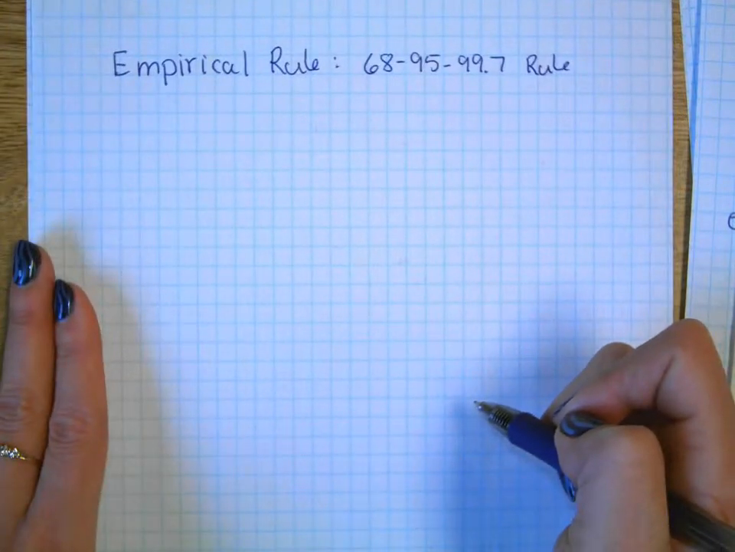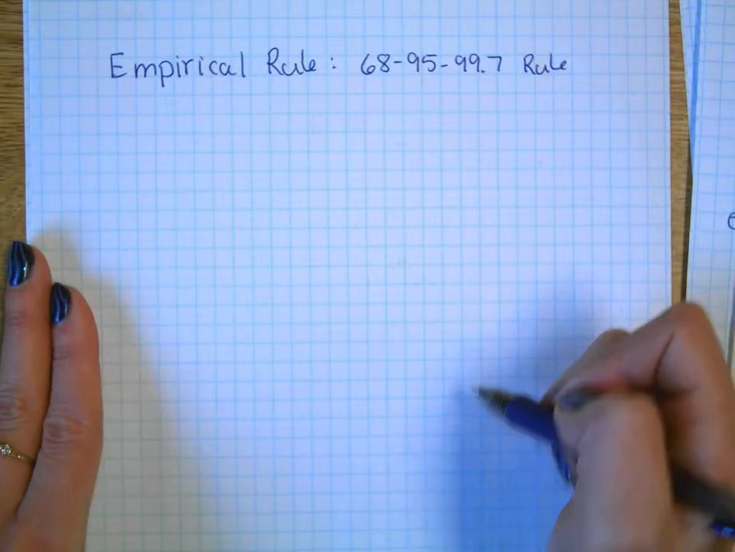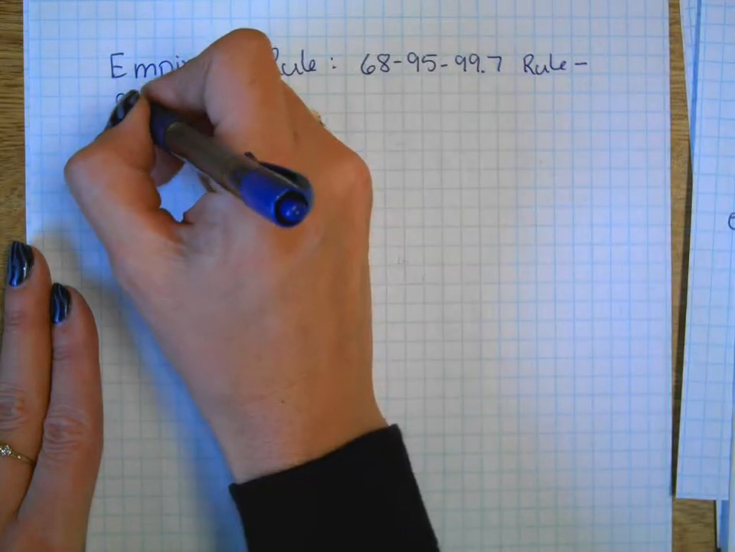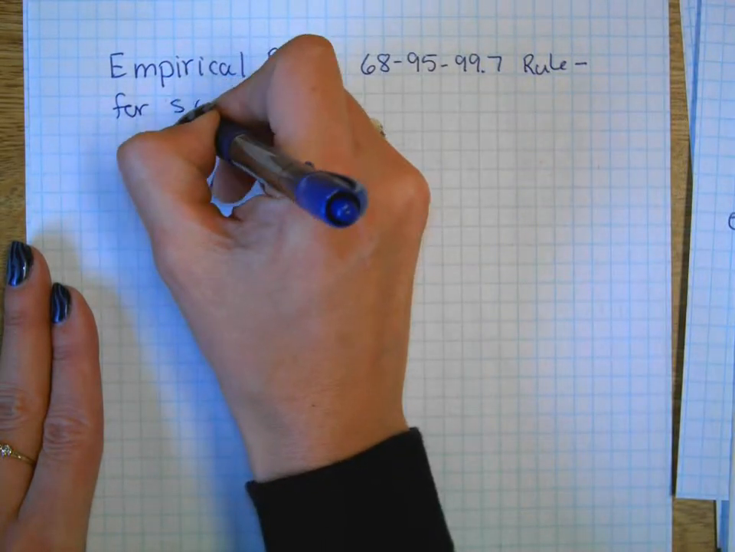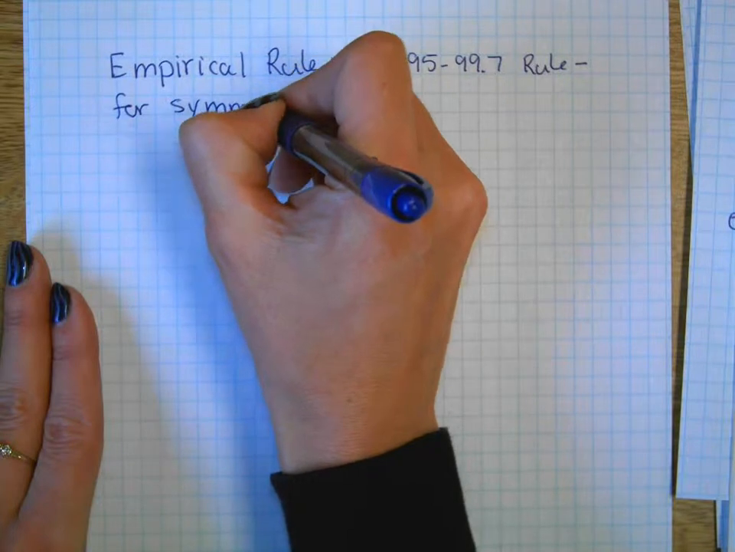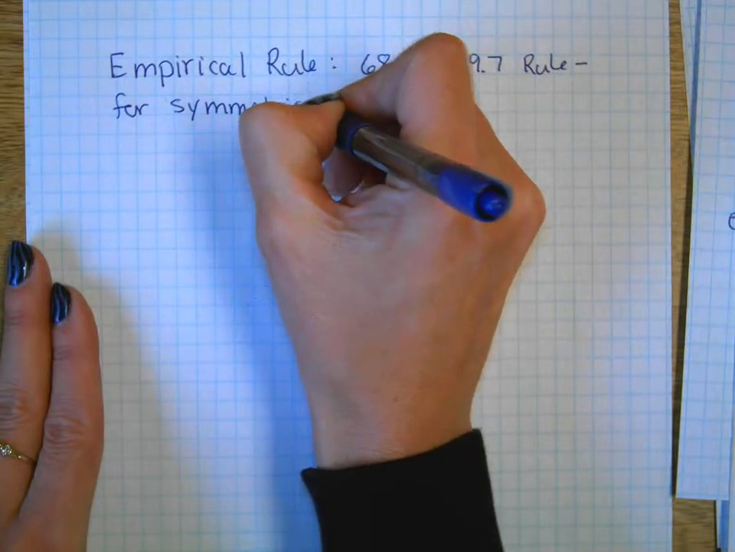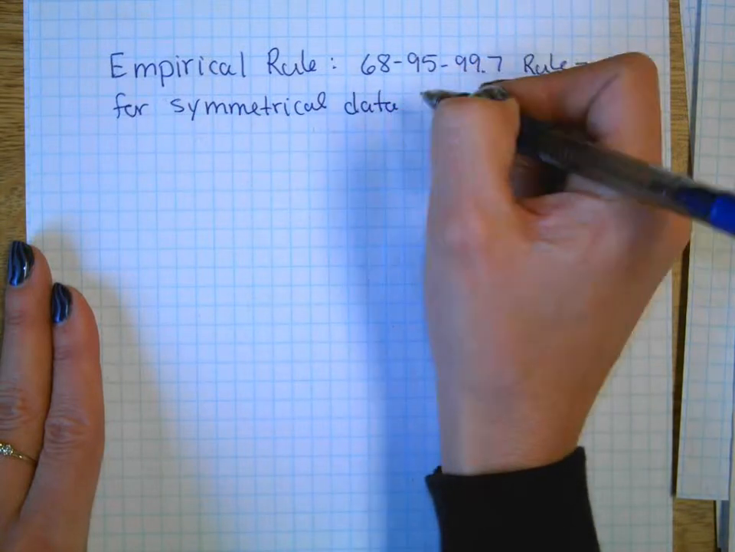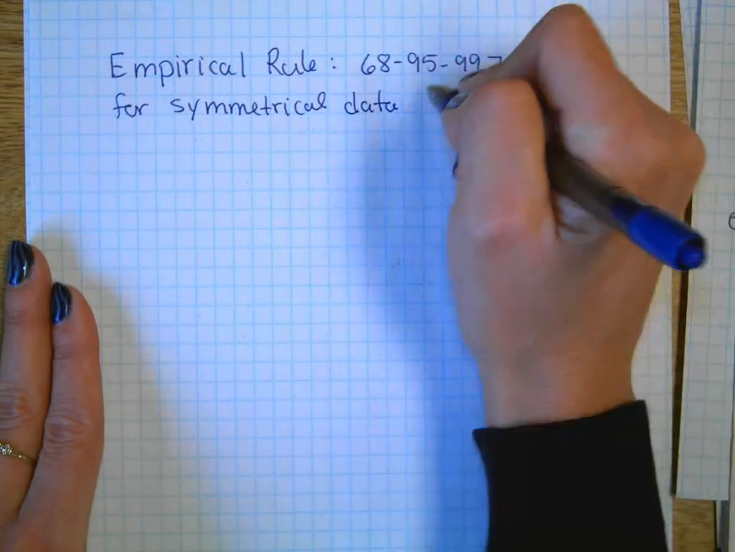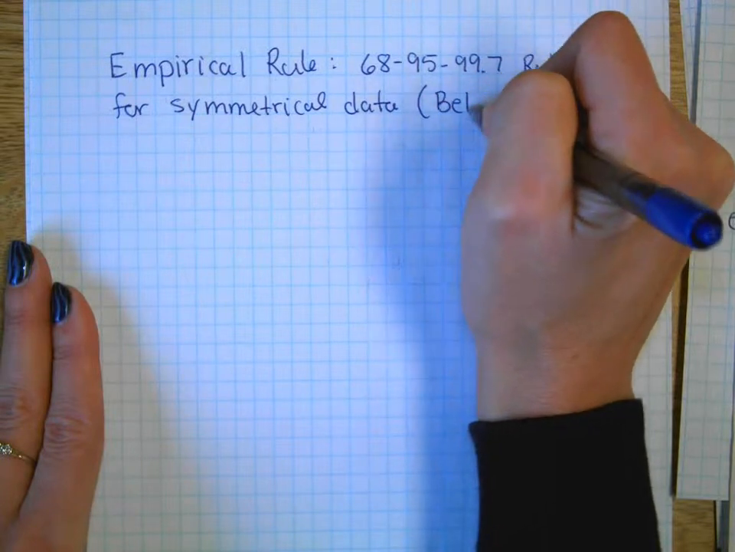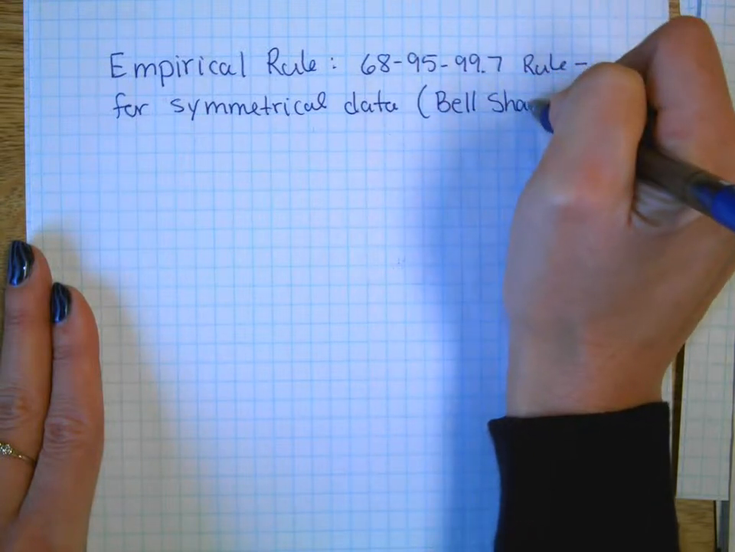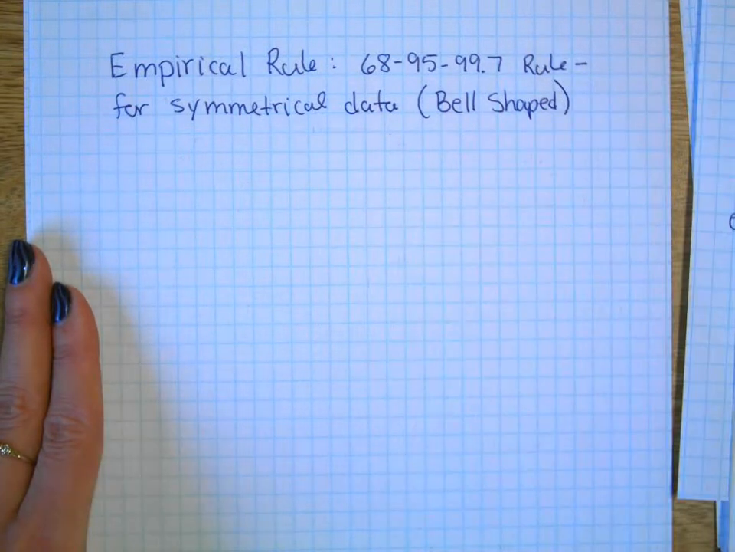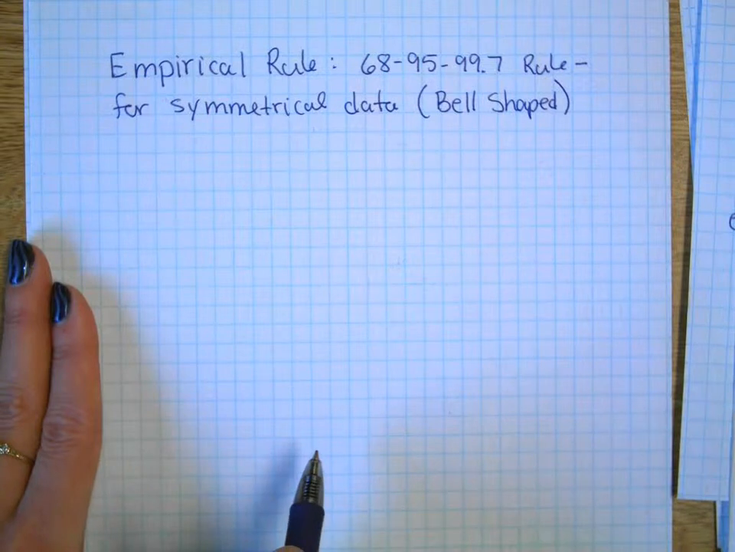The empirical rule, known as the 68, 95, 99.7 rule. So that just rolls off the tongue. That's easy to remember. And this works for symmetrical data only. And remember that symmetrical shape is that bell-shaped data. And this is what most of our data is going to be through the semester, is this symmetrical shape.